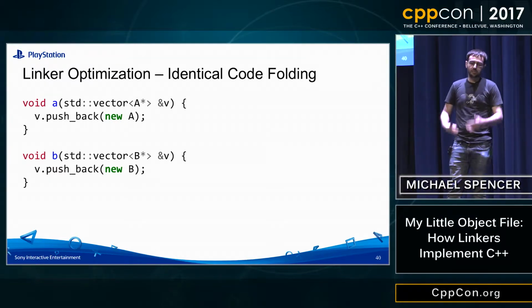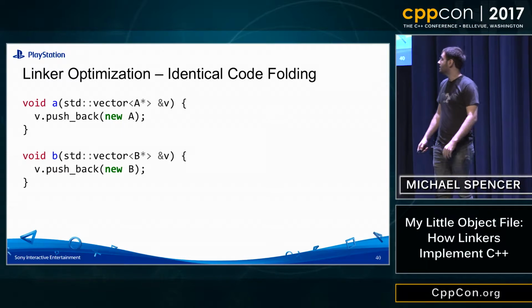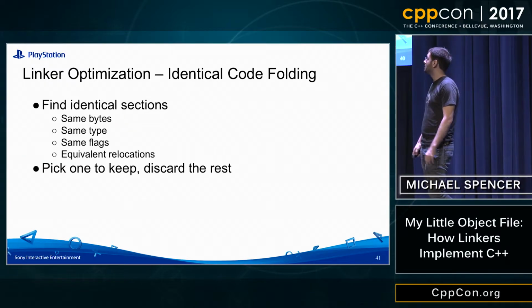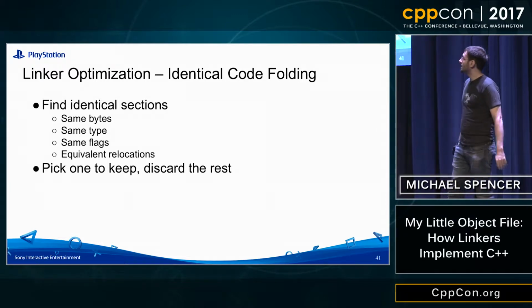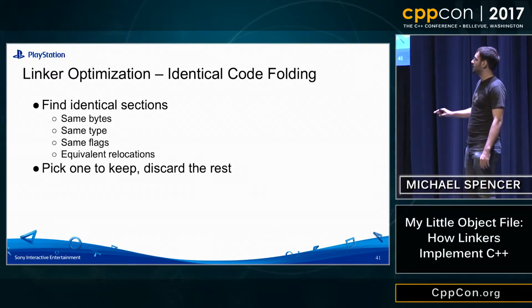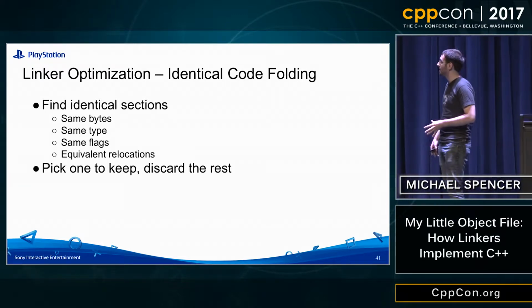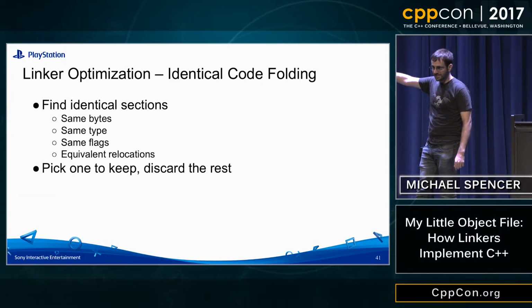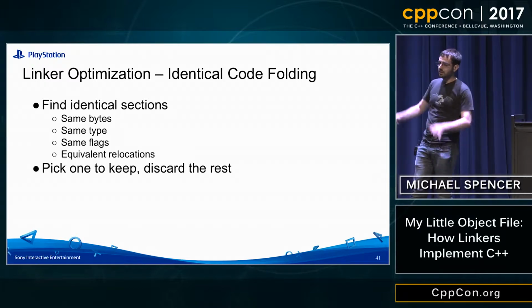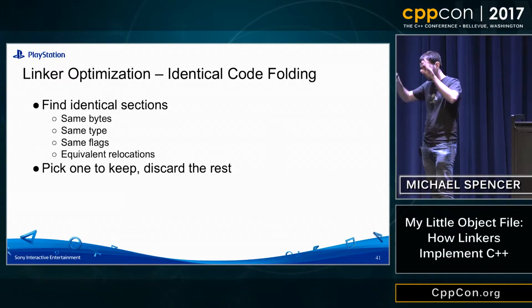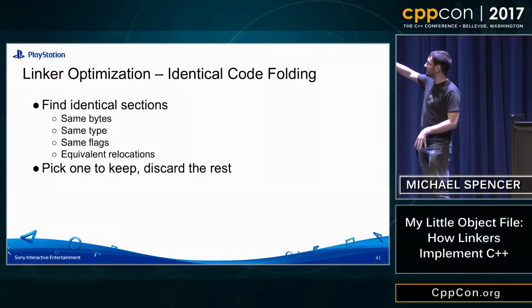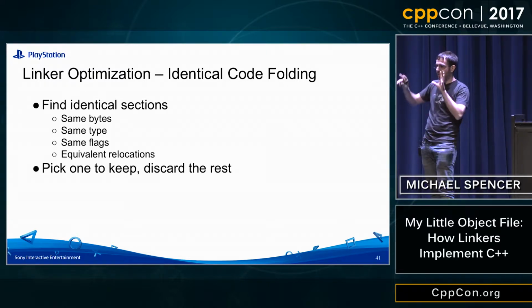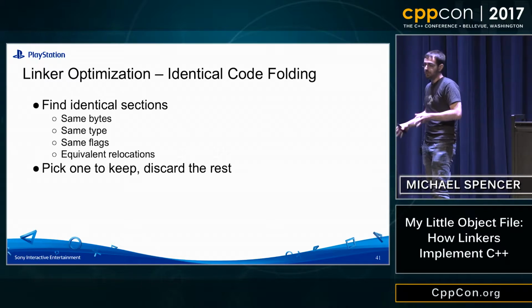Without ICF, you'll just get two definitions of it, but with it, you can merge them. It looks for identical sections, and there's a special bit to this. You want the same bytes, same type, same flags, but not necessarily the same relocations. They need to be equivalent. So you actually look at the full relocation graph, walk the whole thing, and make sure that all the sections have the same bytes, same types, same flags, and equivalent relocations. And then if all that works out, you can merge them.